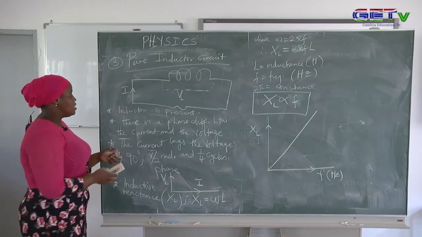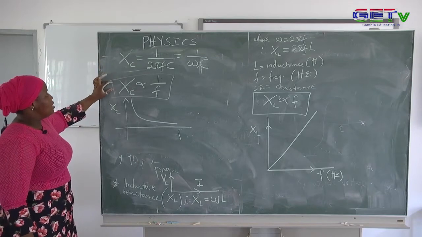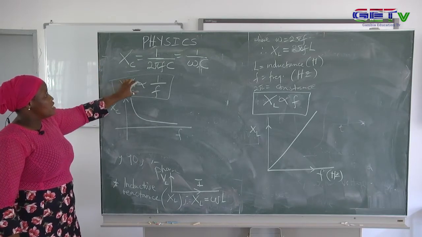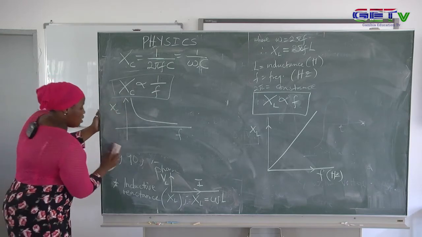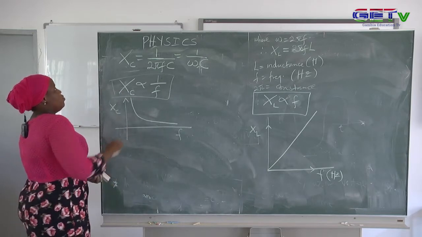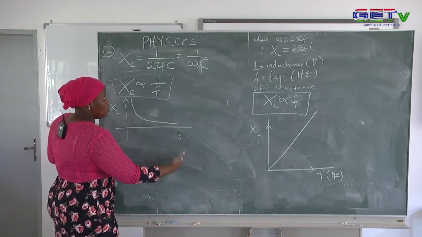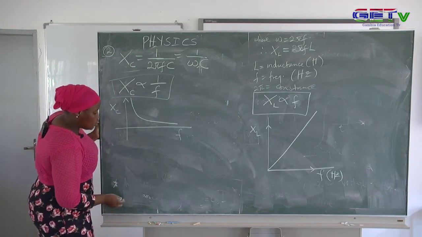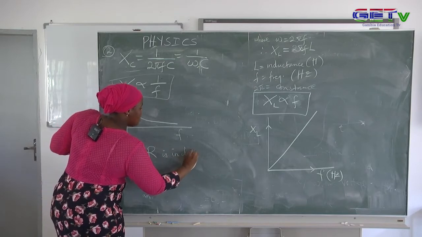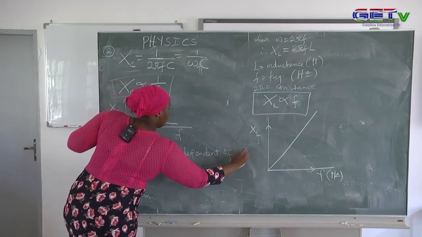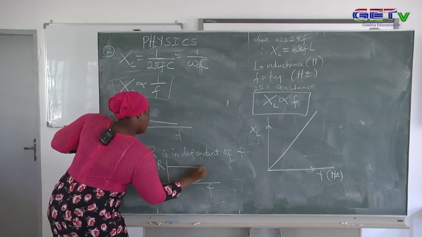Good. Now we'll do the same thing for the other types. Remember, we dealt with the first type, but the graphs were not drawn. So we move on to the second type. From the equation, we can easily tell that XC, the capacitive reactance, varies inversely as f, and a graph of XC against f will always give us something like that. But when we dealt with the first one, the pure resistor, we saw that R has nothing to do with f. They are independent of each other. Therefore, a graph of R against f will be a constant graph, something like this.